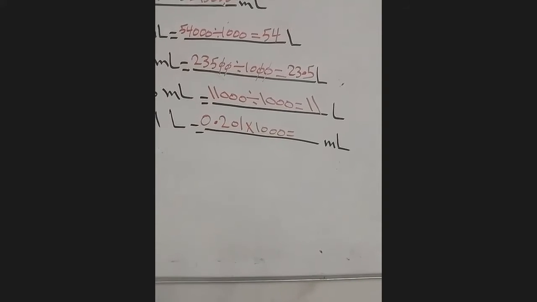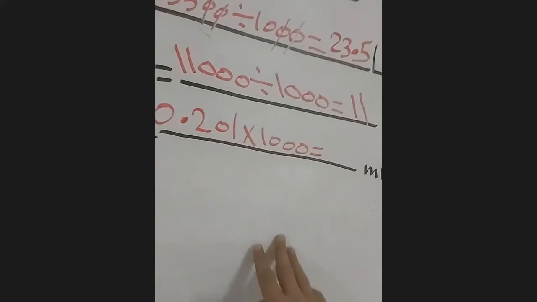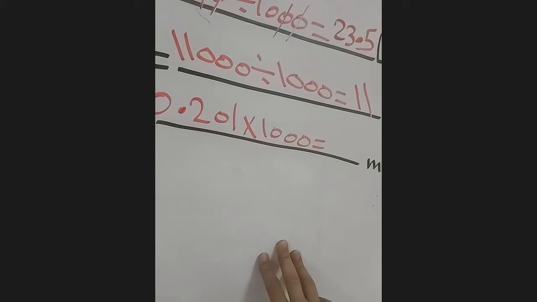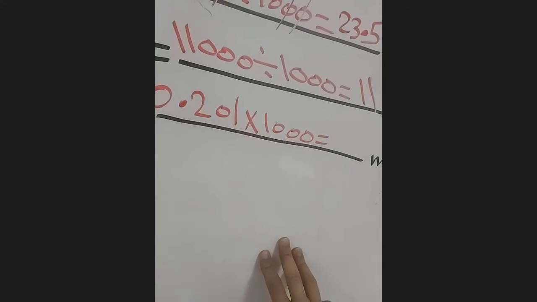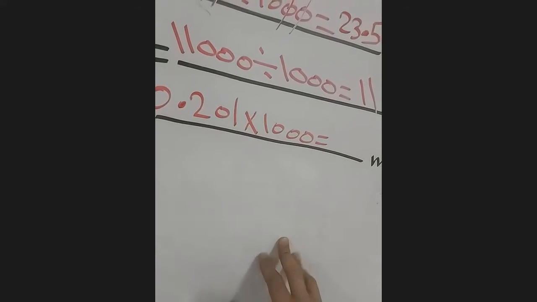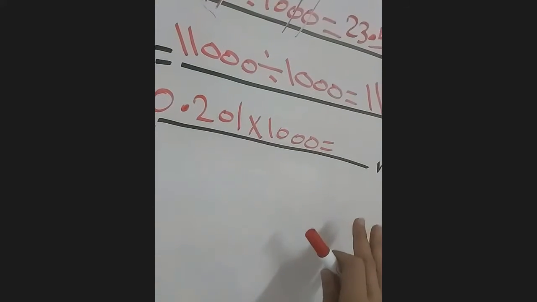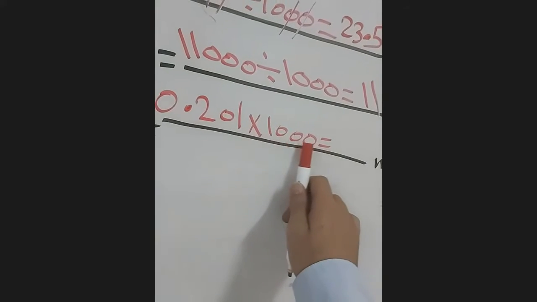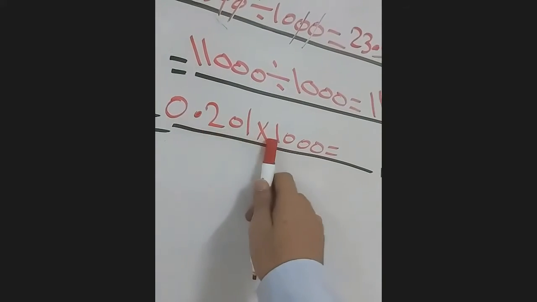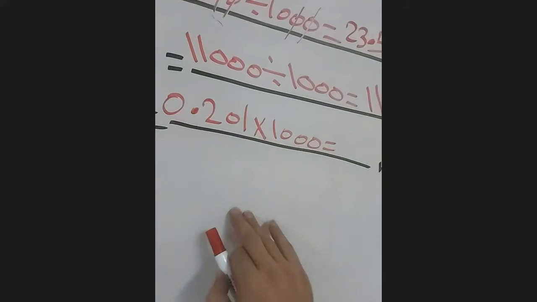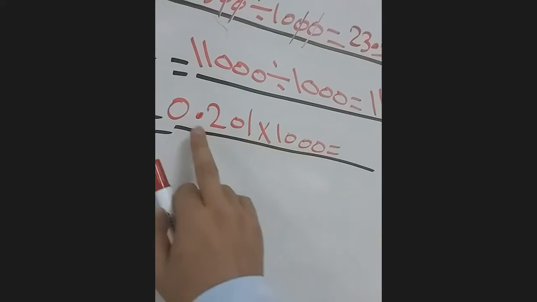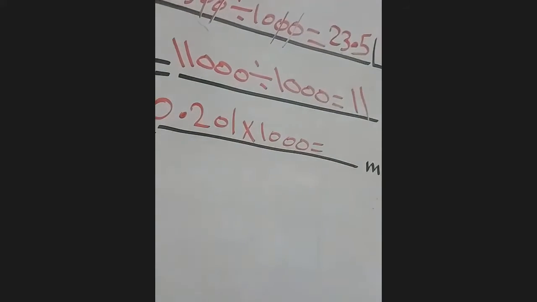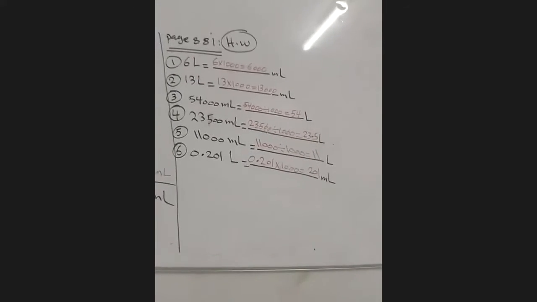Wait a second. Don't think, you need to be sure. How many zeros do we have here? Three. What will you do with the decimal in multiply? Go right or left? Go right. How many digits? We'll go three digits. So what will the answer be? 201. That's 201 milliliters. This is question six, guys, on page 881.